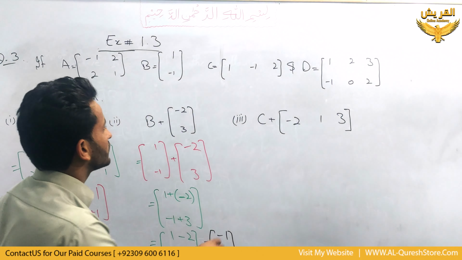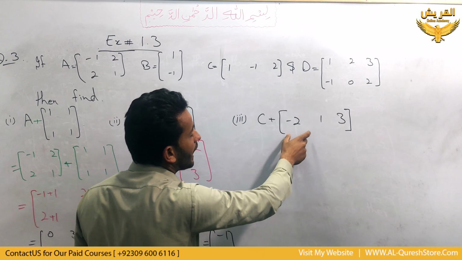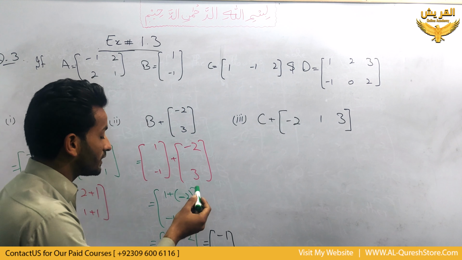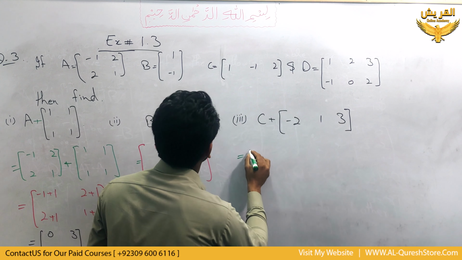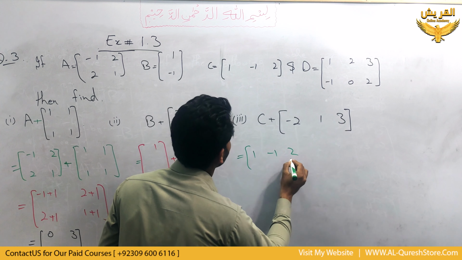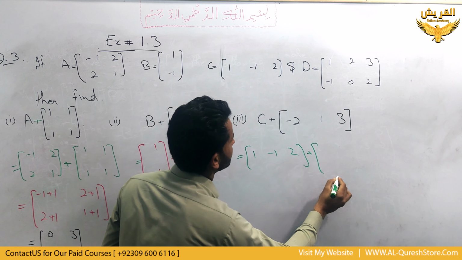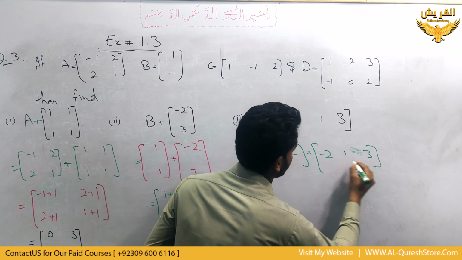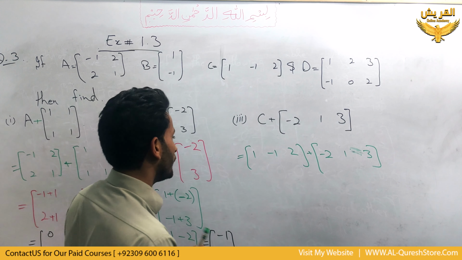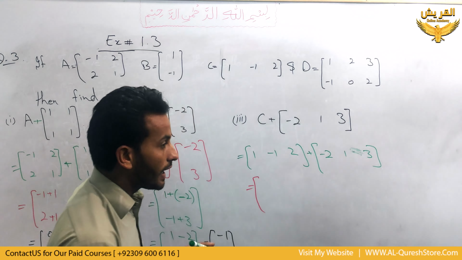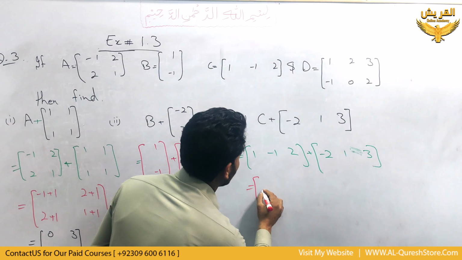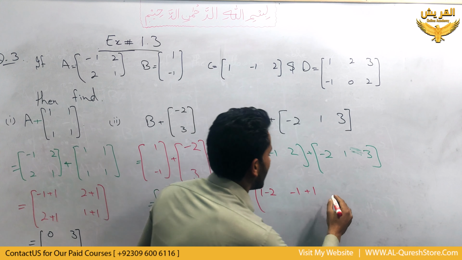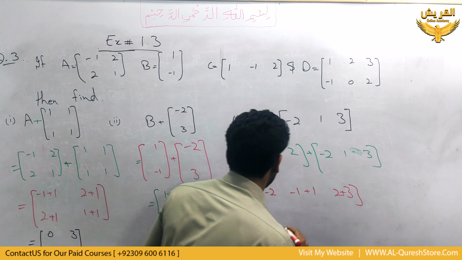Same here for C: C has order 1 by 3 and the matrix added to it has order 1 by 3. So we can write C is equal to 1, -1, 2 plus this matrix -2, 1 and 3. To add them, we use the addition method by adding corresponding entries to each other: 1 minus 2, -1 plus 1 and 2 plus 3.